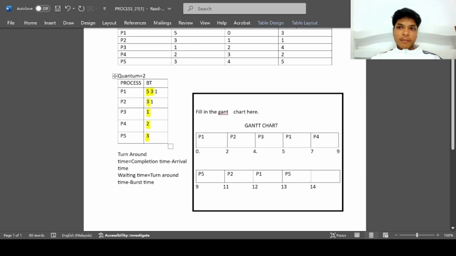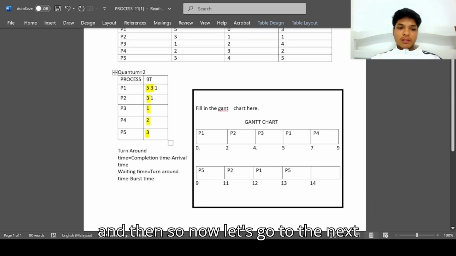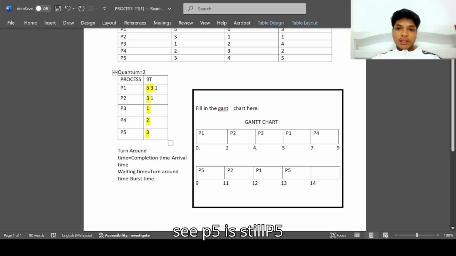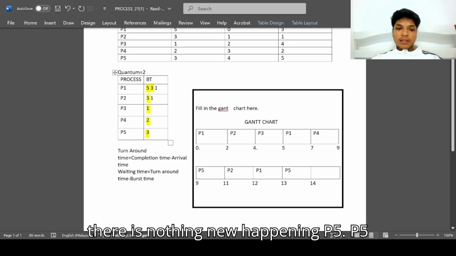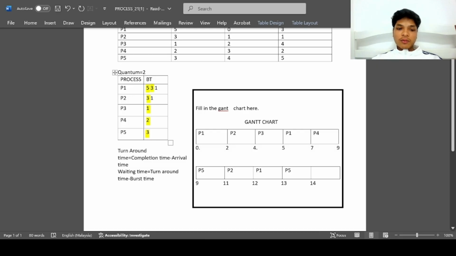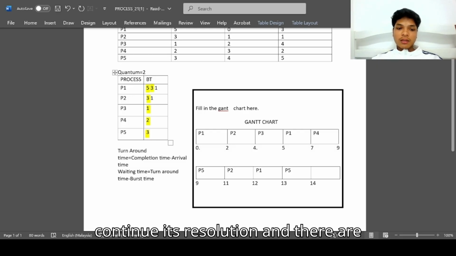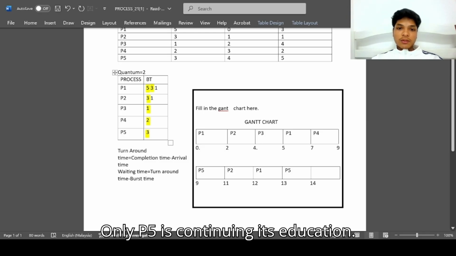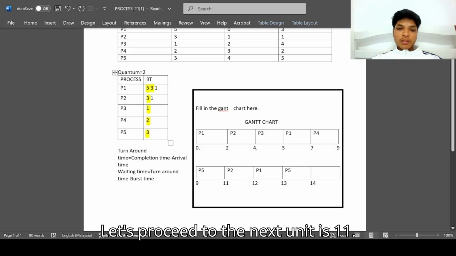So now let's go to the next unit. The next unit is 10. We see P5 is still within the time quantum, so there is nothing new happening. P5 is continuing its execution, and there are no other processes that arrive. Only P5 is continuing its execution. Let's proceed to the next unit, which is 11.